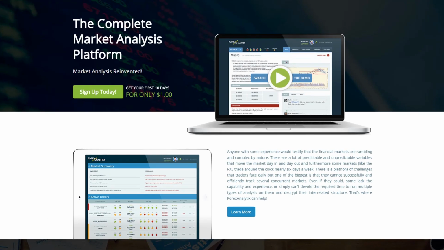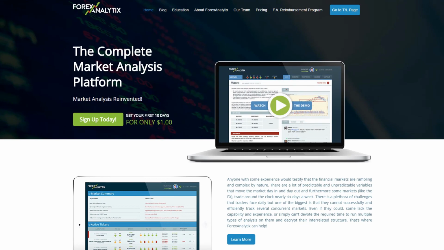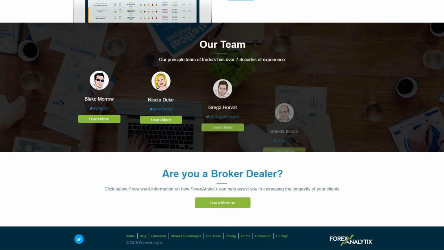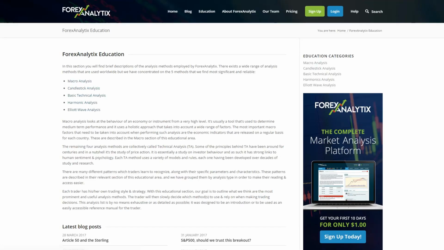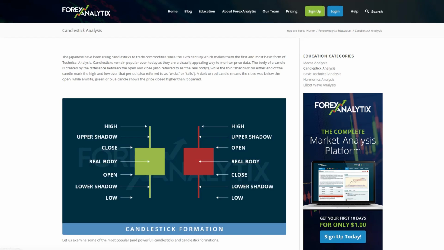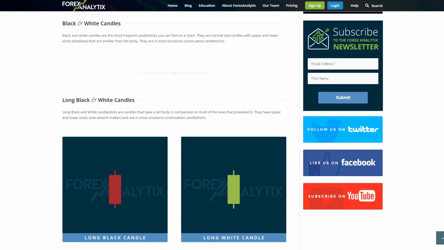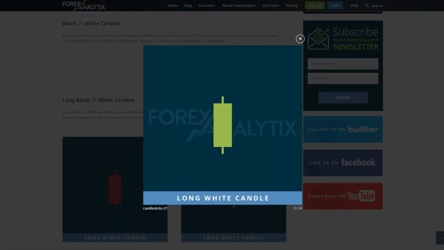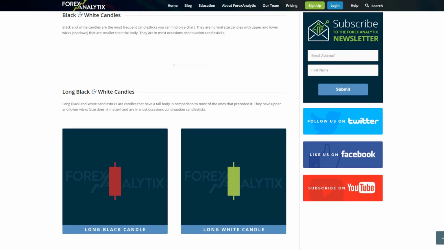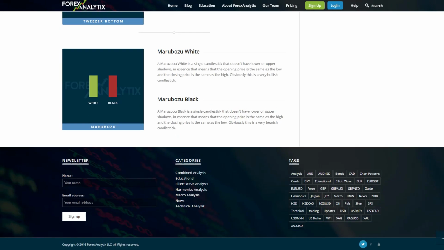If you don't know what they are, you can go to the Forex Analytics website, go to the bottom where it says education. Then it takes you over to our education page and you can go right over to where it says candlestick analysis. This gives you a good explanation of all candlestick formations that you see here. But I'm going to take you all the way down to the bottom to the Marubozu candle.